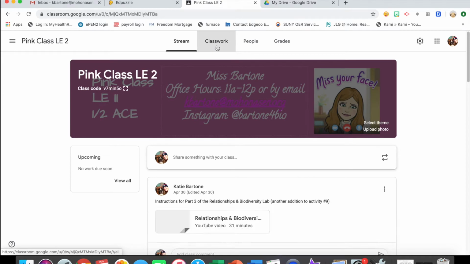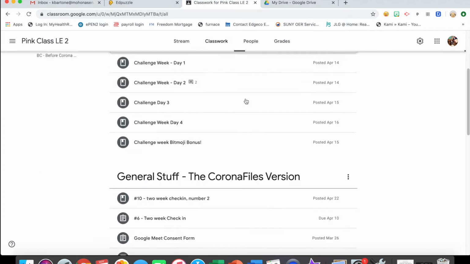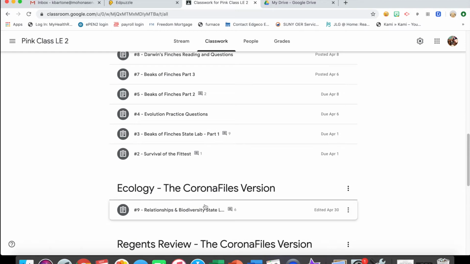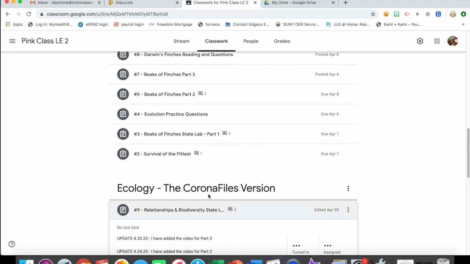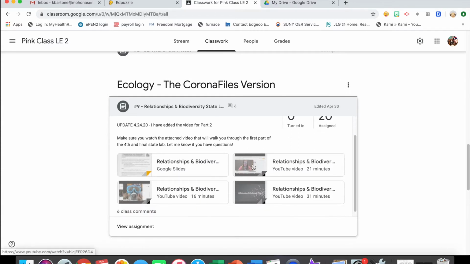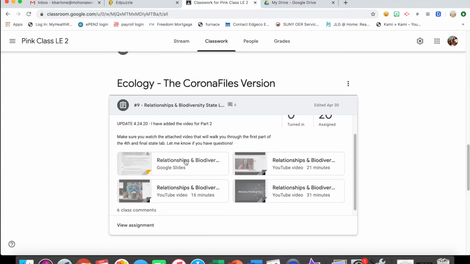So in your classroom, of course, again, I'm going to the pink classroom. Doesn't really matter if you're pink or green. It should be the same. You're going to go down to your ecology section. You should have number 9, relationships and biodiversity. Obviously, yours looks different than mine, but you're going to open up your document, which should be here.